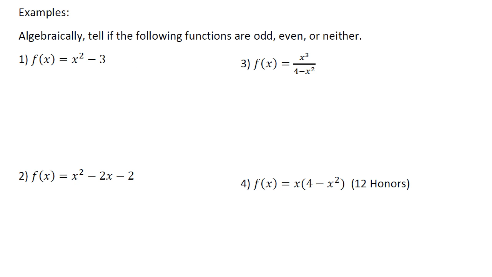So let's take a good look at a couple of examples here. And it says algebraically, meaning we're not going to graph these, but we will graph them just to get an idea of what they look like. Tell if the functions are odd, even, or neither. So if you're not odd, if you're not even, then you're neither. You're just a happy function. It doesn't matter. Well, we're going to do this algebraically, like they said.